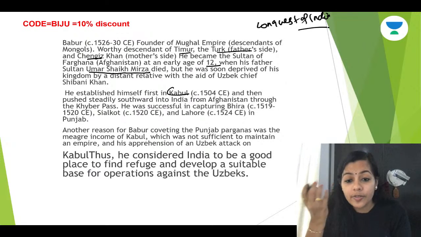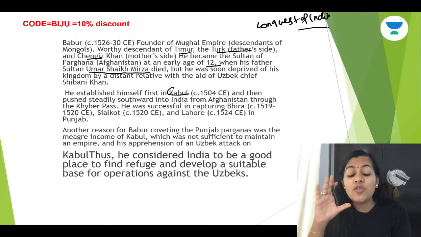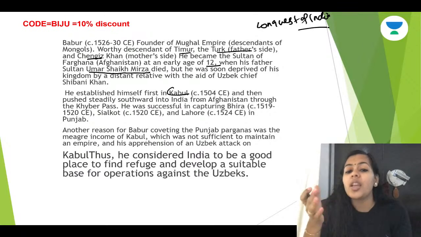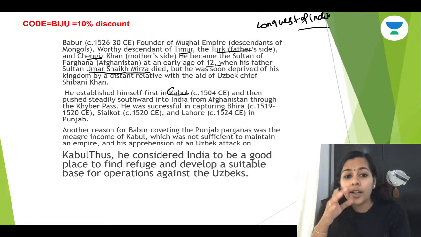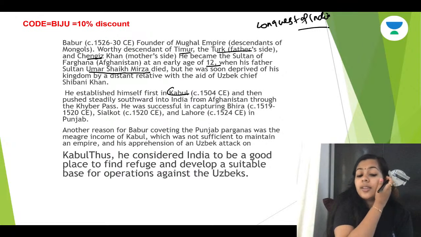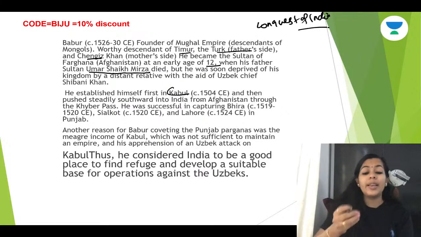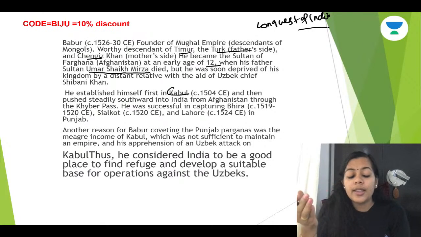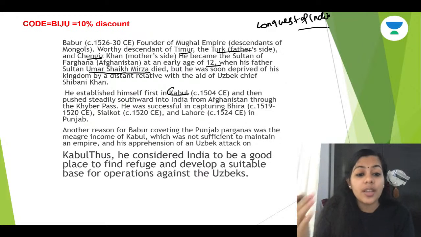Why did he attack? One reason was he did not have much income. Kabul was an area, but it was not a very rich area. I told you, he lost his countries completely. So he became the king of Kabul and was sitting there. The income was very meagre. So the income from India attracted him.